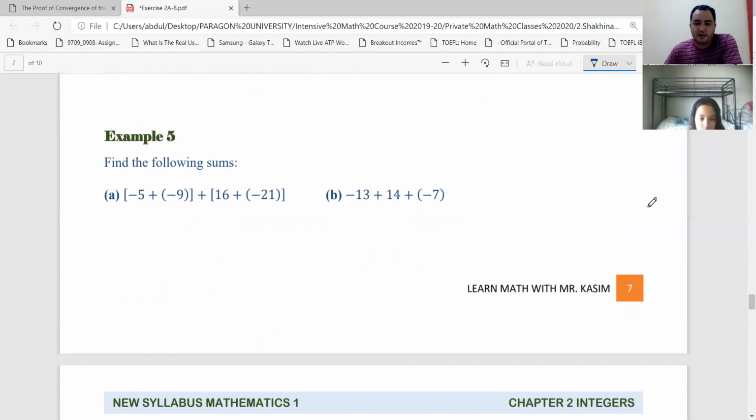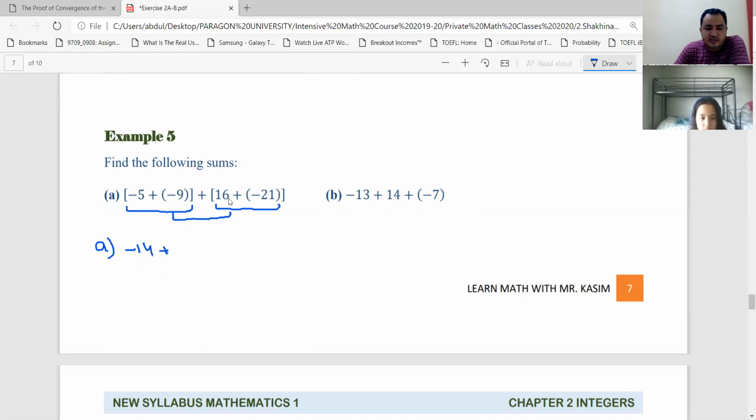Okay, so now we have brackets. Question A. As you know, Shahina, when we are dealing with brackets, we have to do the innermost brackets first, right? So first step, I will simplify this one. Second step, I will simplify this one. Third step, we will simplify these two things. Okay, so let's just write this. What is negative 5 plus negative 9? Negative 14.